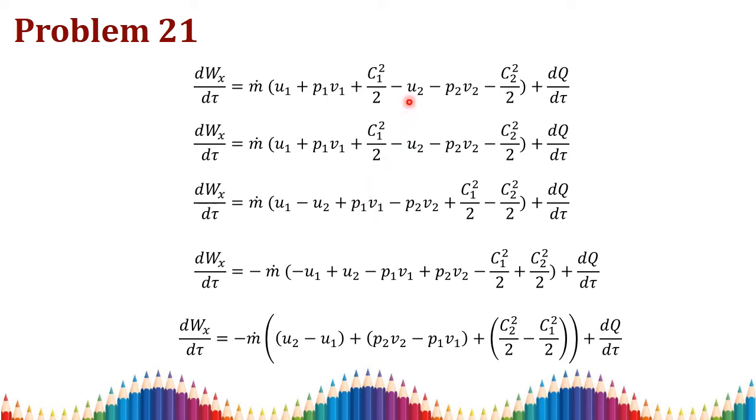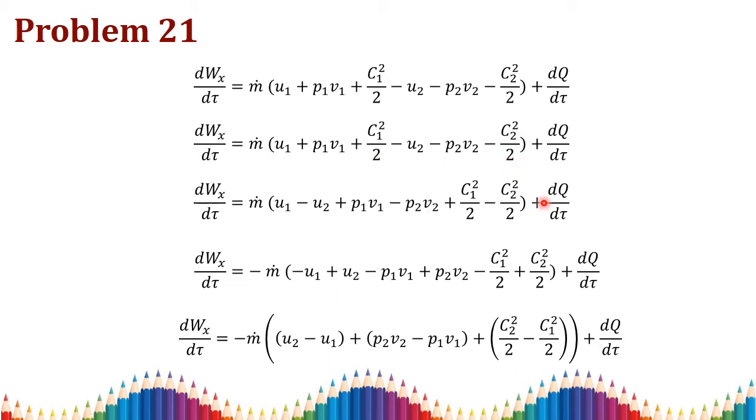Then I am multiplying the minus sign commonly to the terms, and taking out the mass flow rate outside. Then your next term will be m dot into u1 plus p1 v1 plus c1 square by 2 minus u2 minus p2 v2 minus c2 square by 2 plus dq by d tau. In the next step, I am going to combine them, sequentially writing the internal energy, sequentially writing pv and sequentially writing velocity. Then your equation becomes m dot into u1 minus u2, p1 v1 minus p2 v2, plus c1 square by 2 minus c2 square by 2.